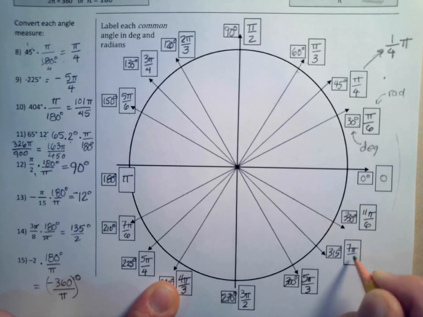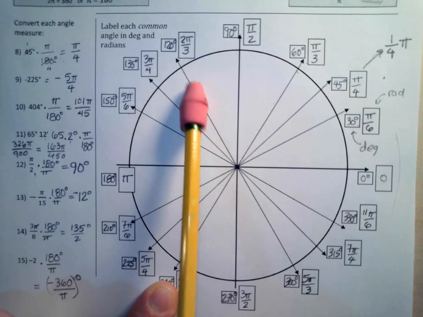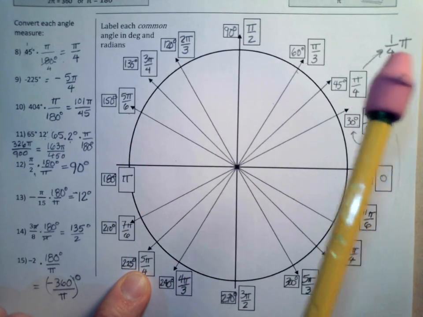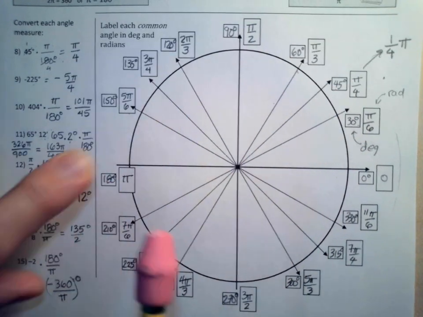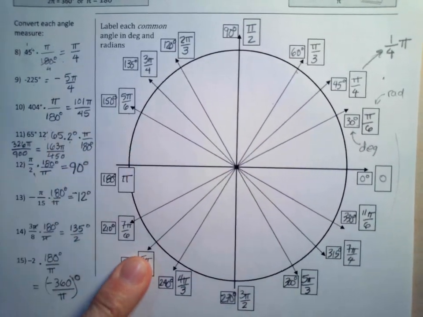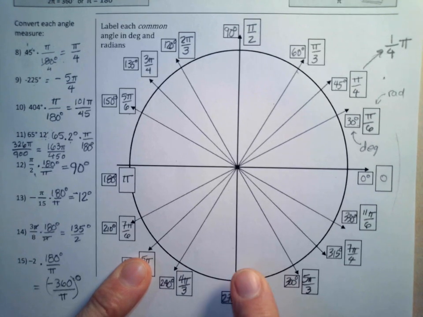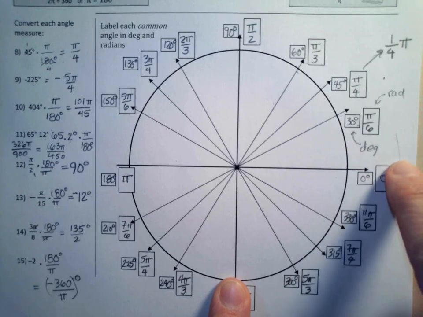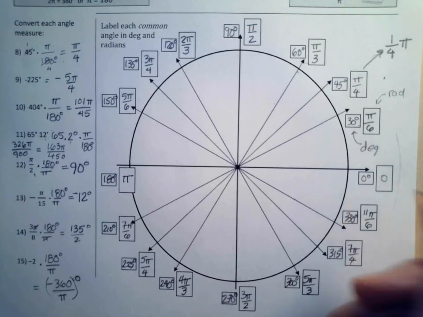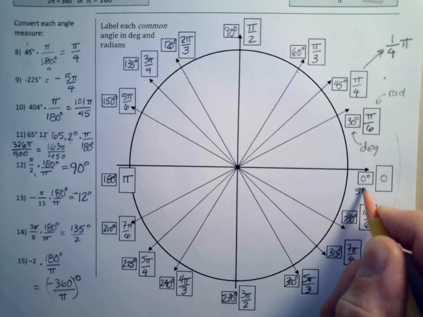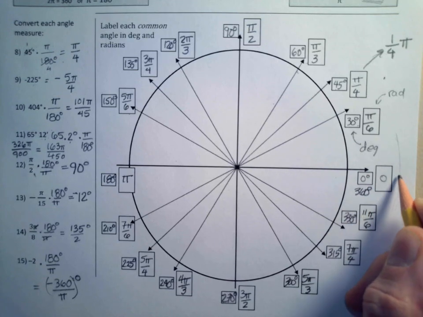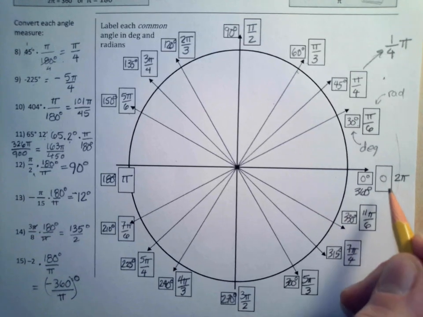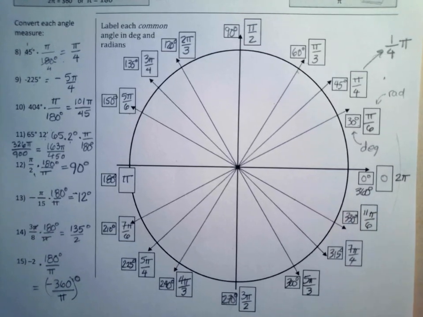7 pi over 4. We have 1/4, 2/4, 3/4, 4/4, 5/4, 6/4 down here, and then 7/4. And then, of course, 8/4, which is 2 pi. All right. So again, we could always go back over to here and say this is 360 degrees or 2 pi. So depending on the circumstances, we might call this 0, we might call it 2 pi.